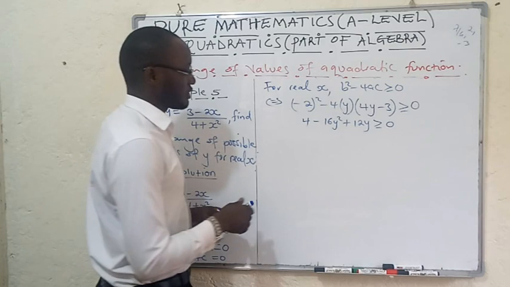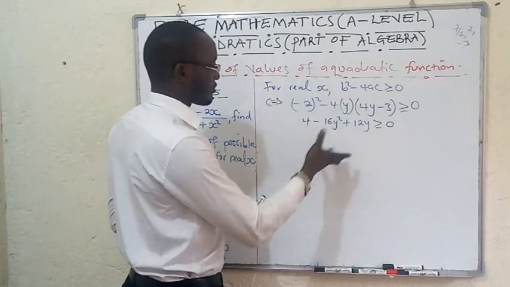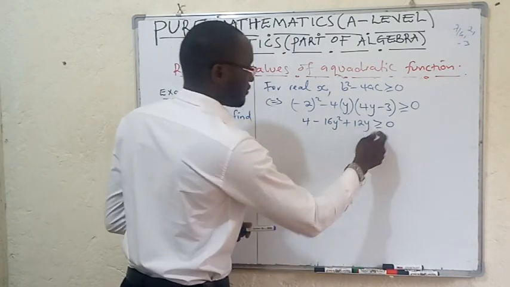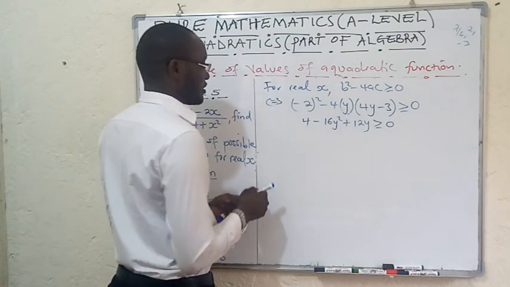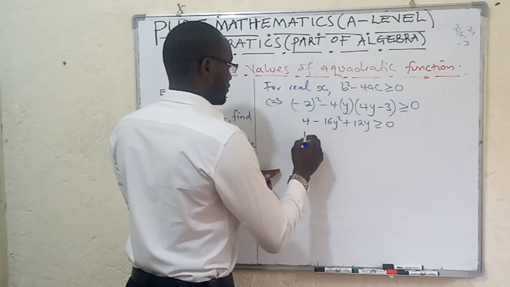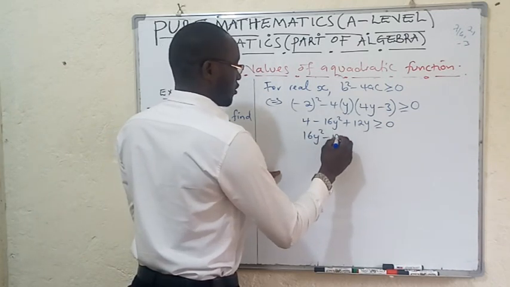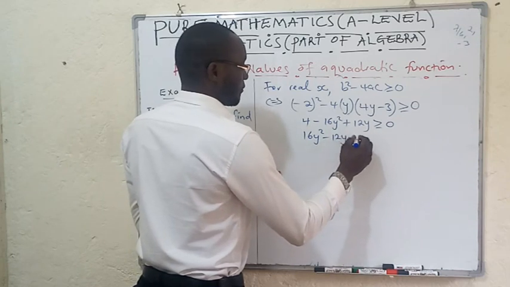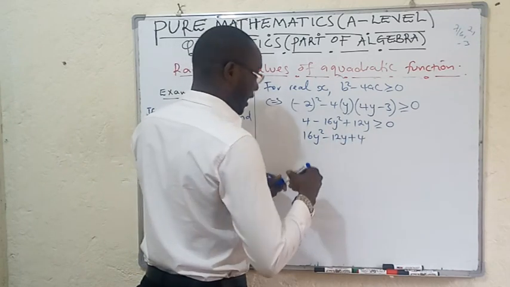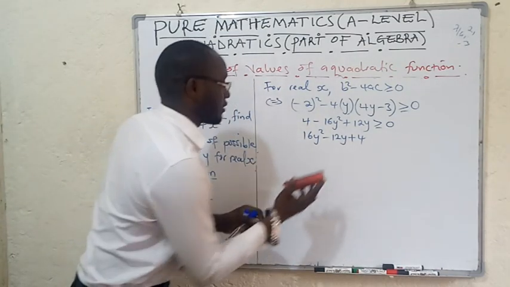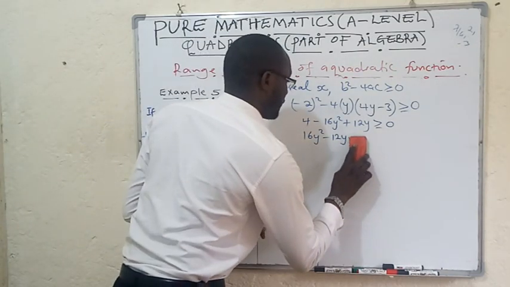When we rearrange this, we can start with the maximum power. It is a quadratic function. But we can divide through by negative, and then the sign is going to change, such that we can start with a positive 16y squared, then minus 12y, and then minus 4. Is it plus? It is a minus 4.